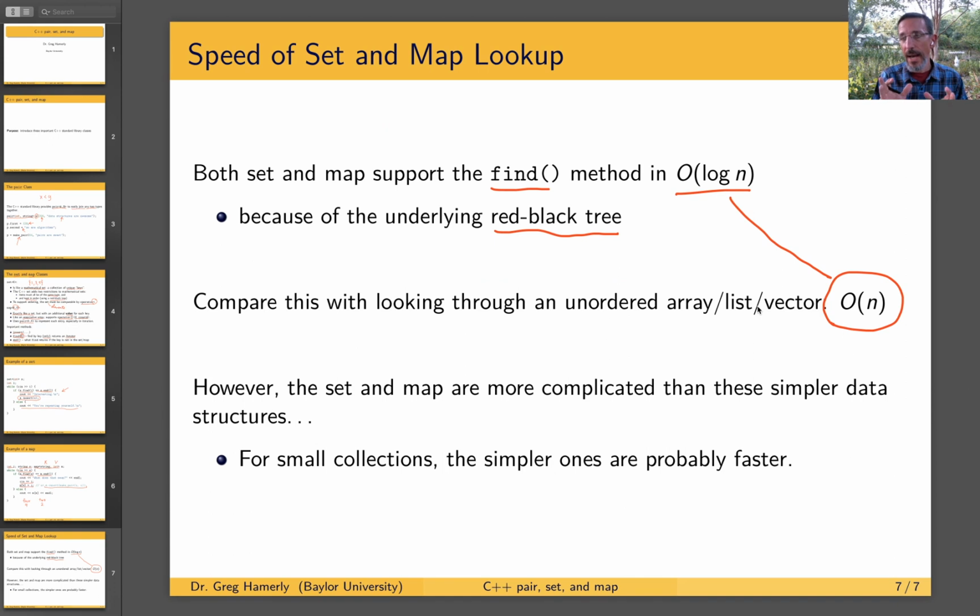However, that hides a little bit of complexity because the set and the map are more complicated than these simpler data structures. An array is much simpler than a set or a map. So if you have a really small collection, very few items that you want to store, these simple ones, the array, the list, the vector, are probably going to be faster than a set or a map. However, if you had a very large collection, I'm talking in the thousands to millions to billions, then log n is going to be much, much faster than order n. So there's a trade-off of complex code in the set and the map, but you get a speedup that kicks in for large values of n.